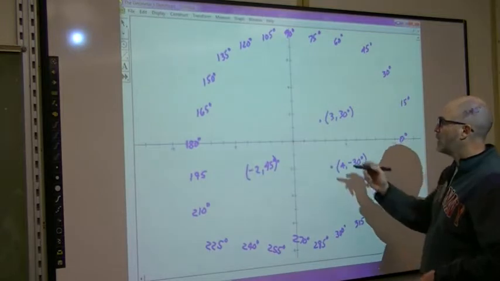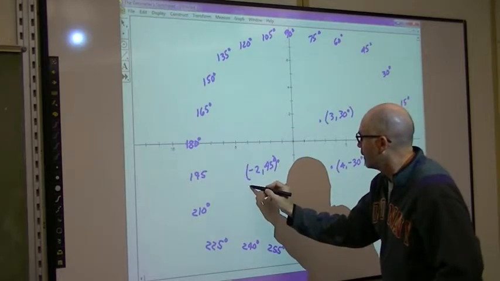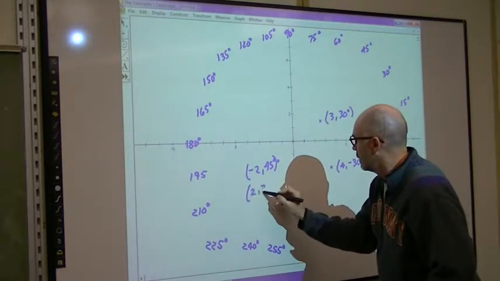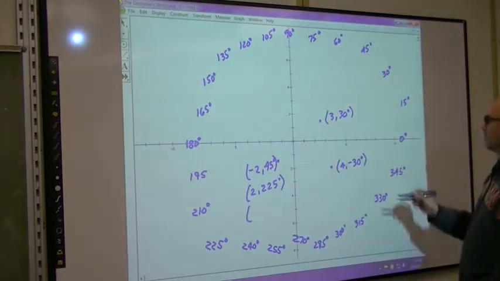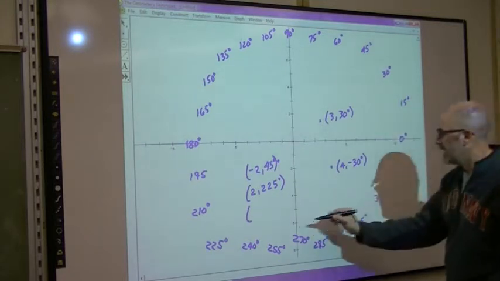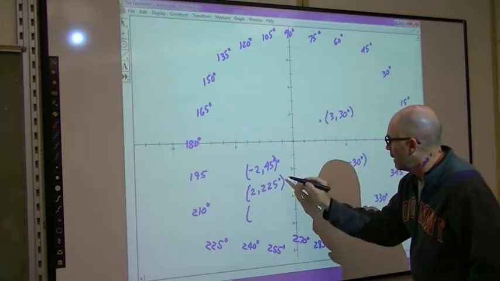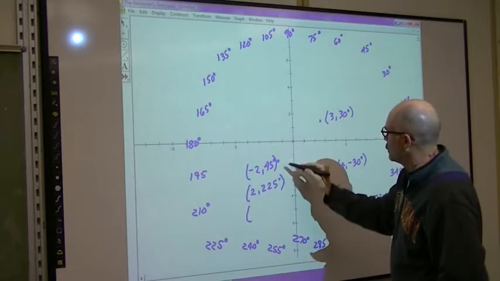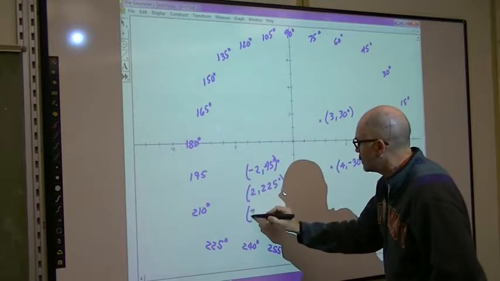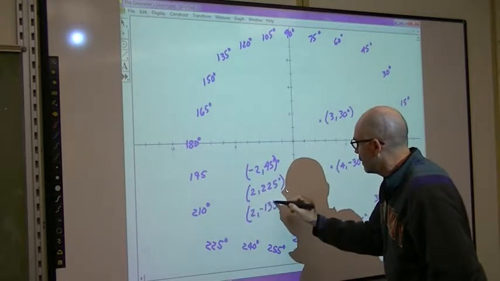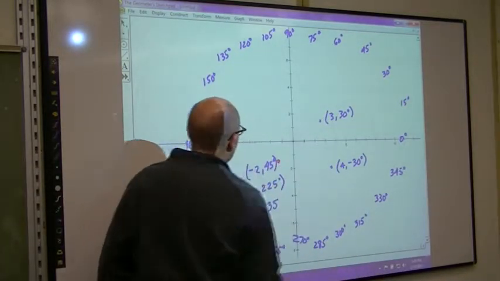Now, also, I could have named this point (2, 225). Or, I also could have named it (2, negative 135). Let's see. Yeah, here we are. So (2, negative 135). Let's just make sure we know which point we're talking about. (2, negative 135) is right there.